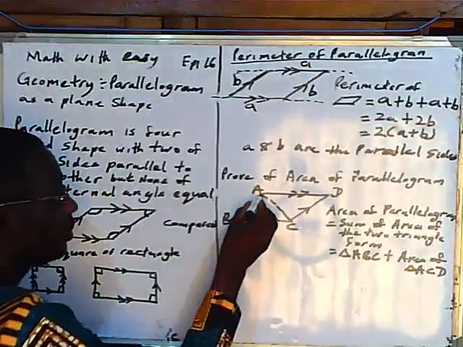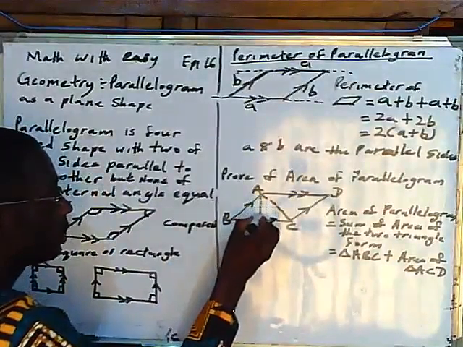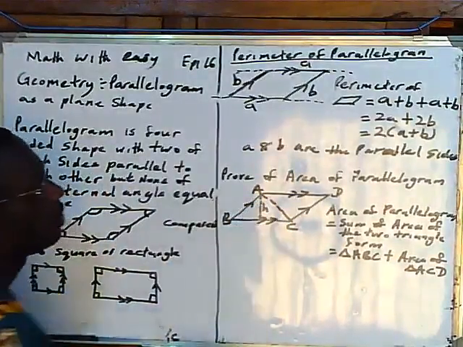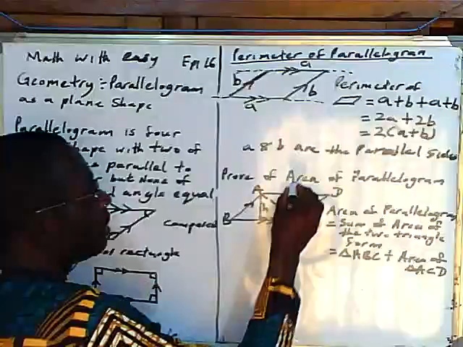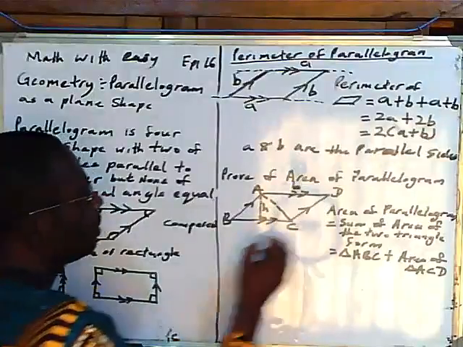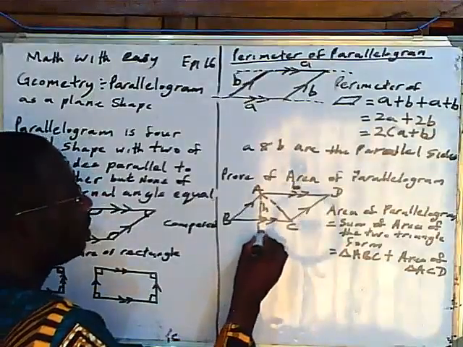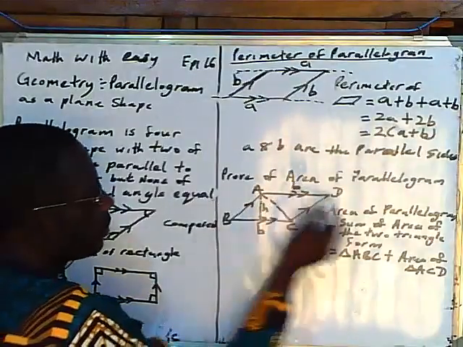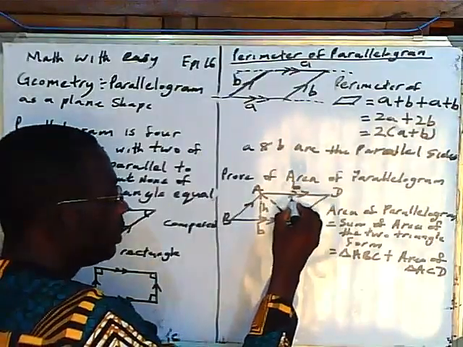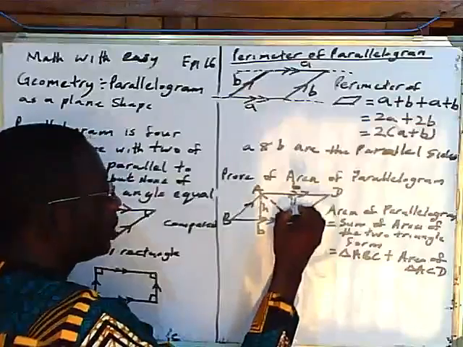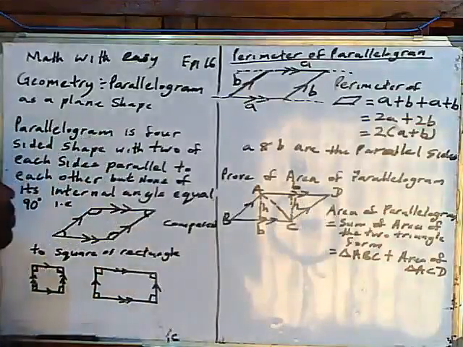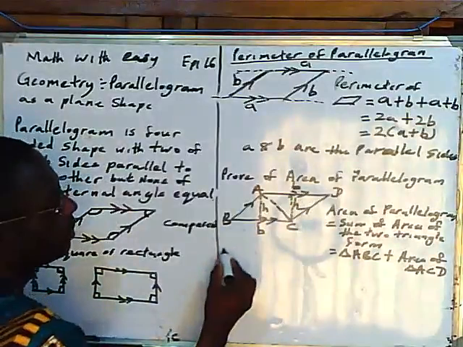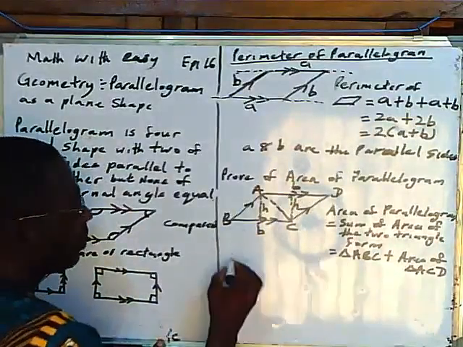Now, how do we come about the area? Let's assume that we draw a perpendicular to this, and that perpendicular happens to be H. Then let's assume that this is B, the base, and this is also B, the base. Since this length is equal to this length, if we draw the height here also H, that forms the individual triangles.